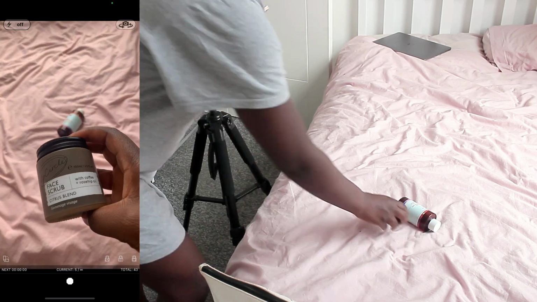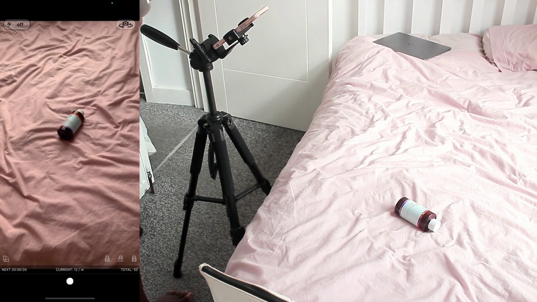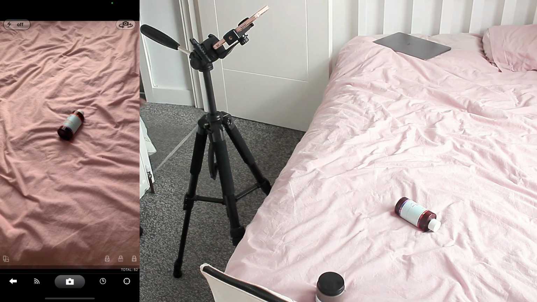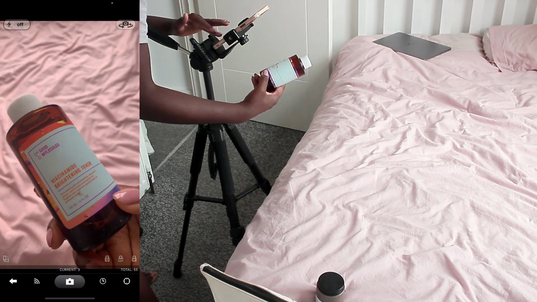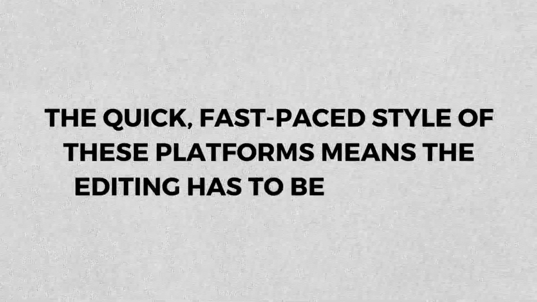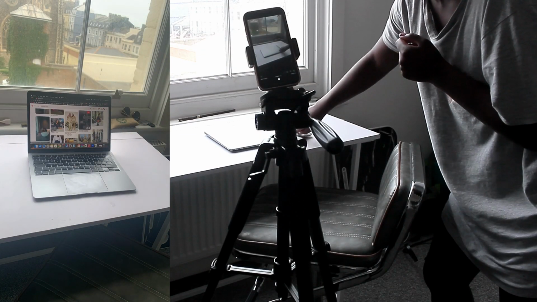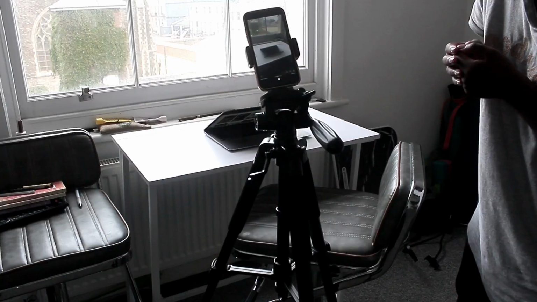When it comes to editing, I really like to focus on creating dynamic content tailored specifically for TikTok and YouTube Shorts. If you prefer to do Reels, then you can do it a little bit differently. The quick, fast-paced style of these platforms means the editing needs to be on point. One technique I love to use is stop motion. It adds great visual interest and brings something unique to my videos.